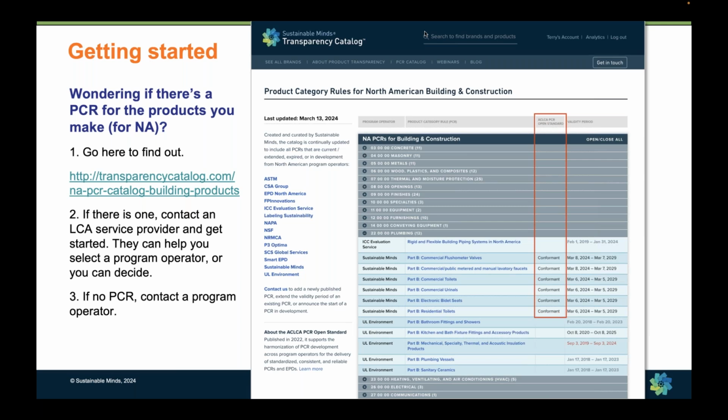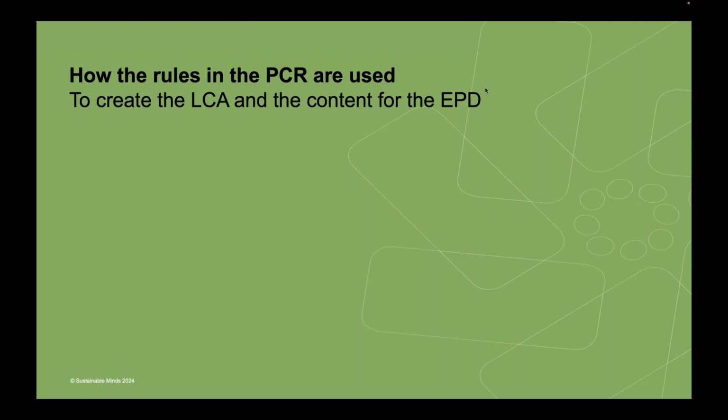If you're a manufacturer and you're wondering if there's a PCR already for you to get started, you can go to the transparency catalog where we've built the North American PCR catalog. All the PCRs are organized by master format, and we last year added a column in the table to start indicating which PCRs are getting created in conformance with the ACLCA open standard.